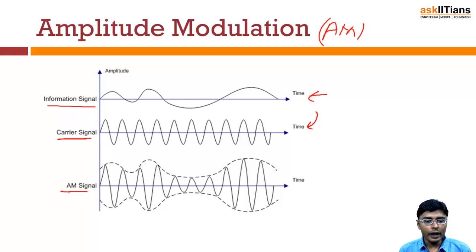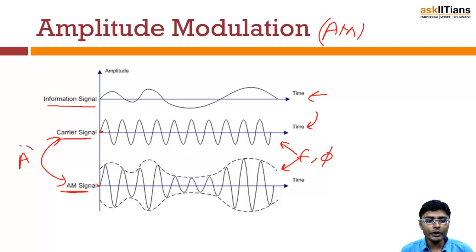So this is the AM signal, the modulated signal, which will look in this way. You can clearly see, if you compare the carrier signal and the AM signal, the frequency of both signals is the same, as well as the phase angle phi. This is the same for both, but you can see only the amplitude is changing.